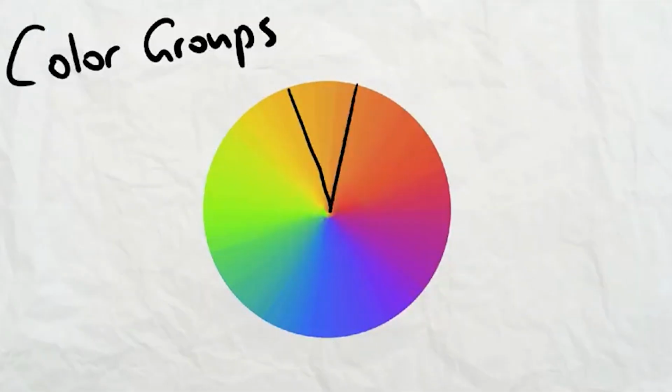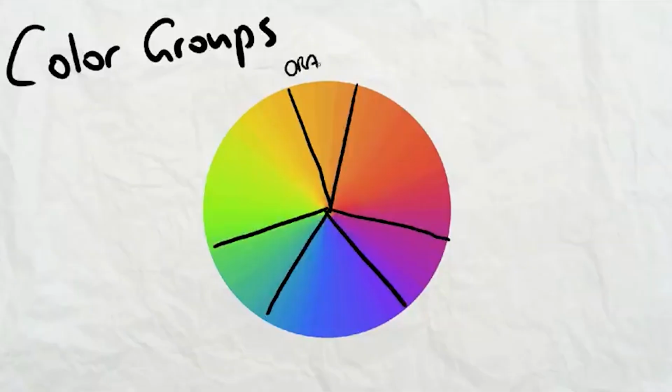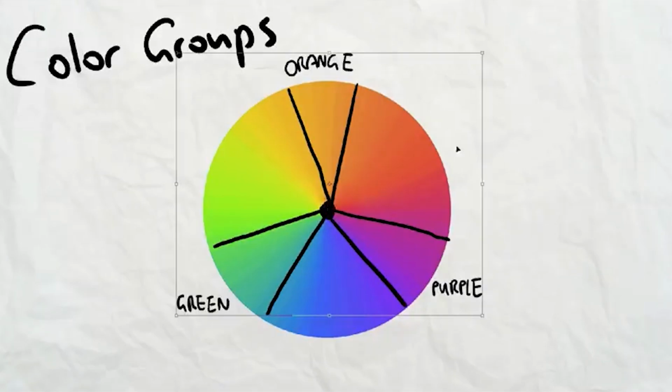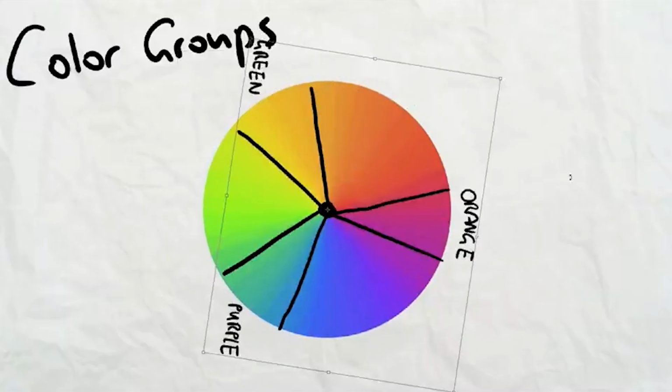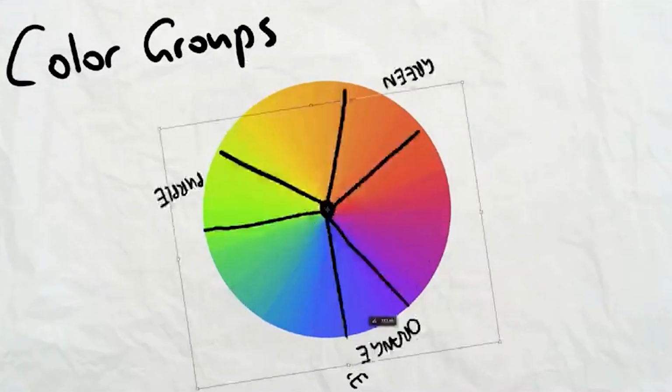The next color group we're going to talk about is triadic. So this is essentially making a triangle on the color wheel. So if we pick orange, green, and purple, and make a little triangle, that's a triadic color scheme. They all sit at a triangle's point away from each other. So if you made a perfect triangle anywhere in the color wheel, as long as they all sit evenly, that's a triadic color scheme.